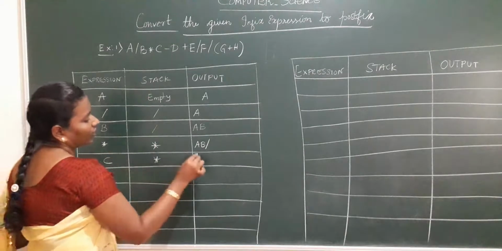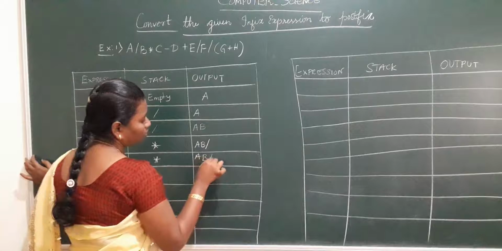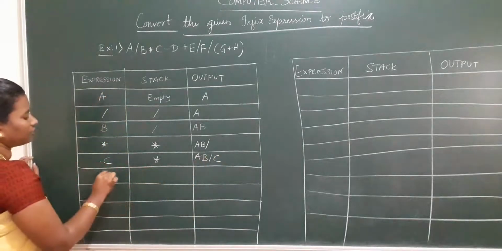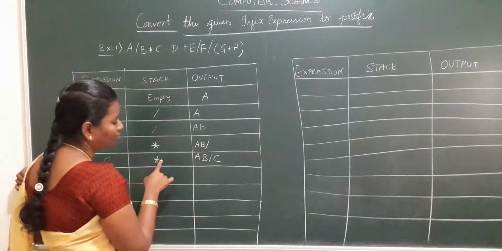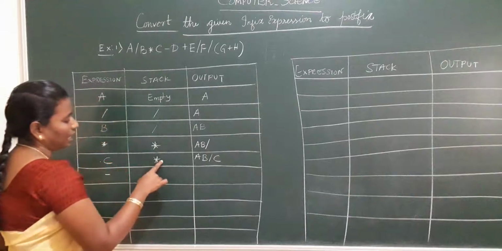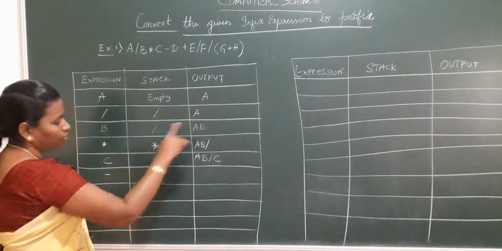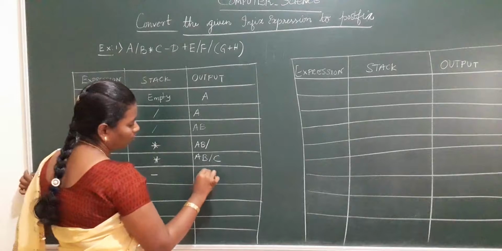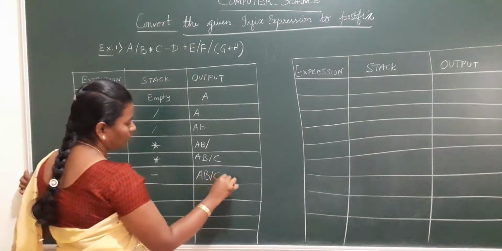Okay, C is again an operand. C can go to the output. Next I have minus. Minus is an operator. I have the highest priority operator, that is asterisk. Minus can't sit inside that, so you need to pop out asterisk. So A, B, slash, C, asterisk.